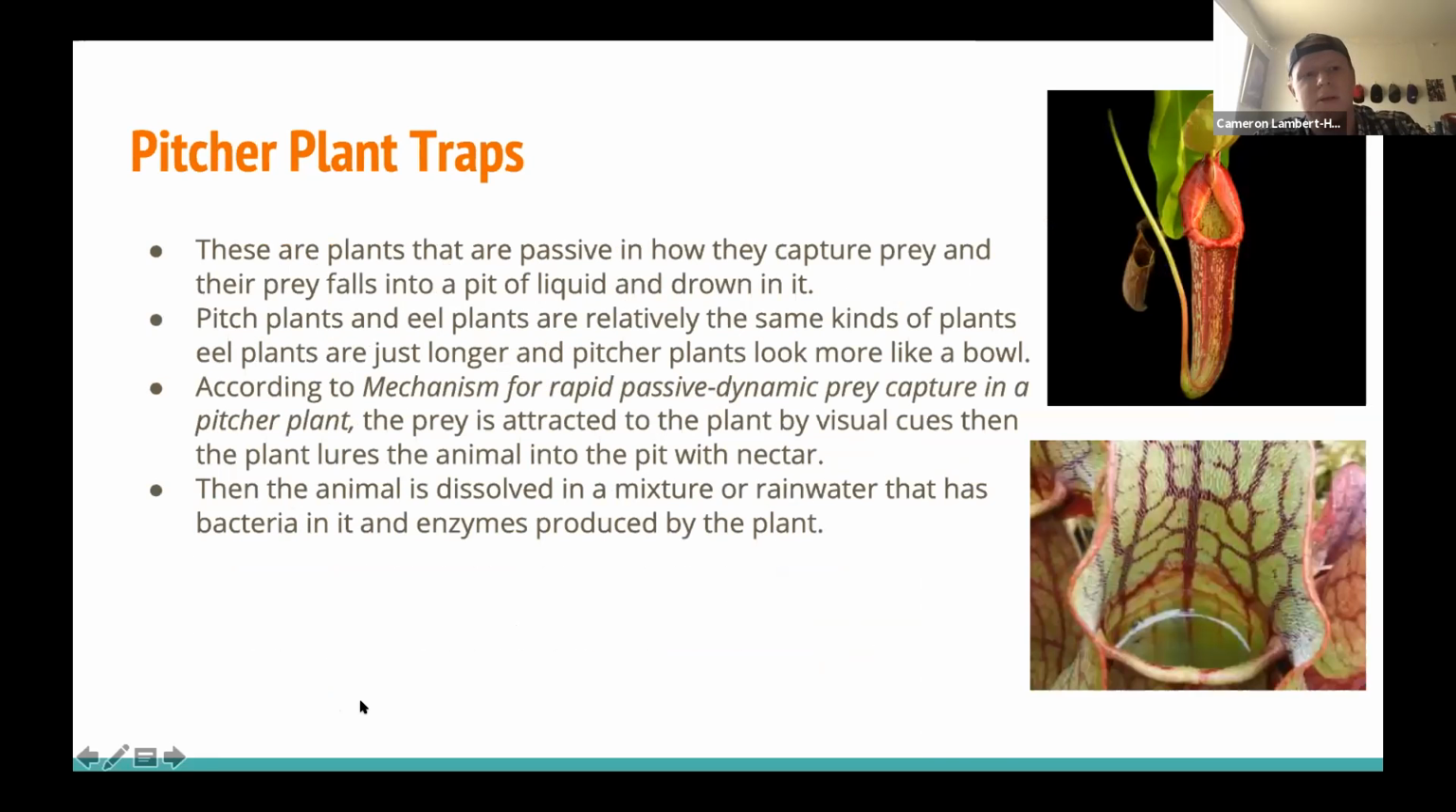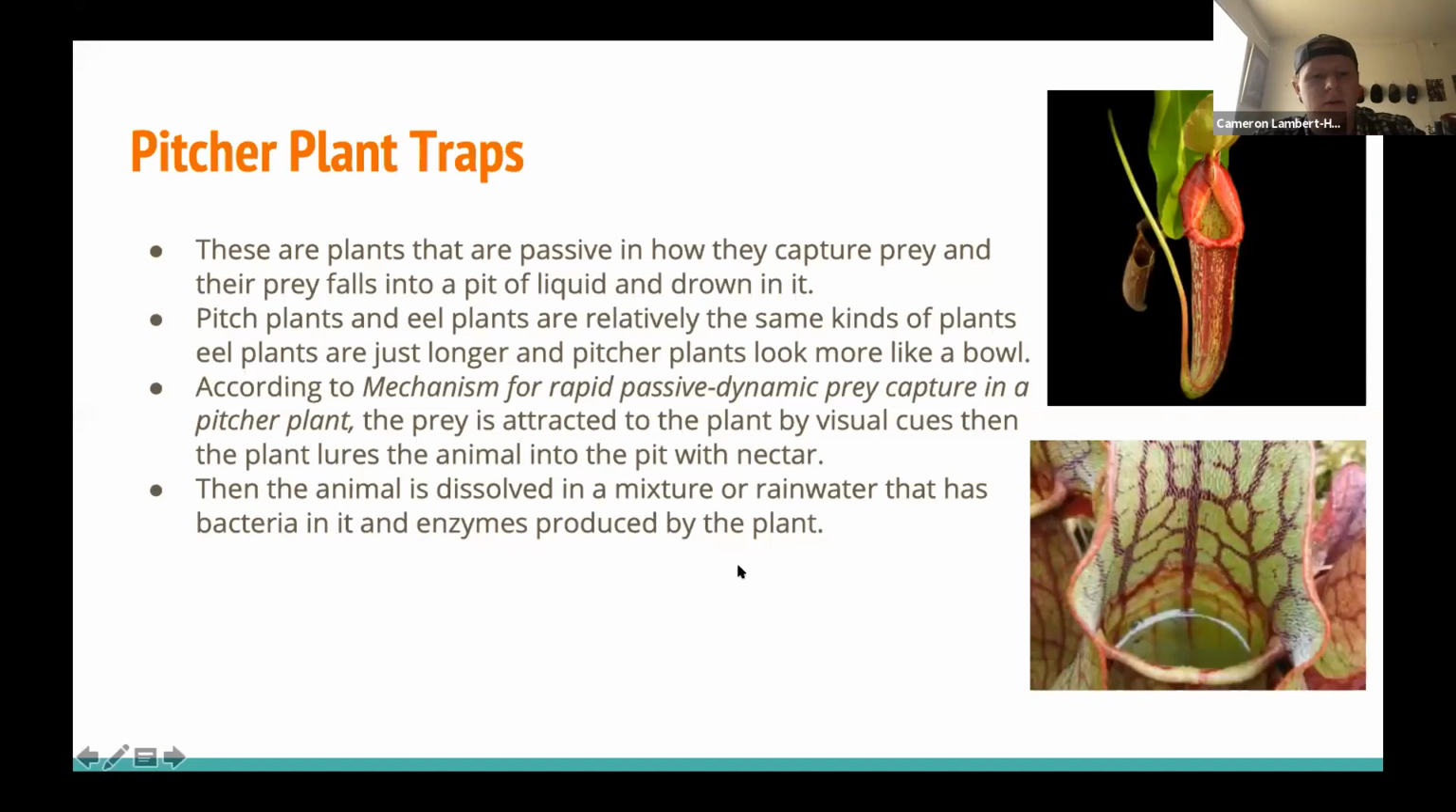Then I'm going to talk about the pitcher plant. This is a passive plant trap. The eel plants are very similar to pitcher plants. They practically consume in the same way. Eel plants are just much longer and narrower, as opposed to pitcher plants, which have a big bulb at the end, or are more bulbous. These plants capture their prey when they fall into the pit of water. So you can see how it's just a long, big pit in the right-hand corner, and in the bottom corner picture, you can see all the water in there.